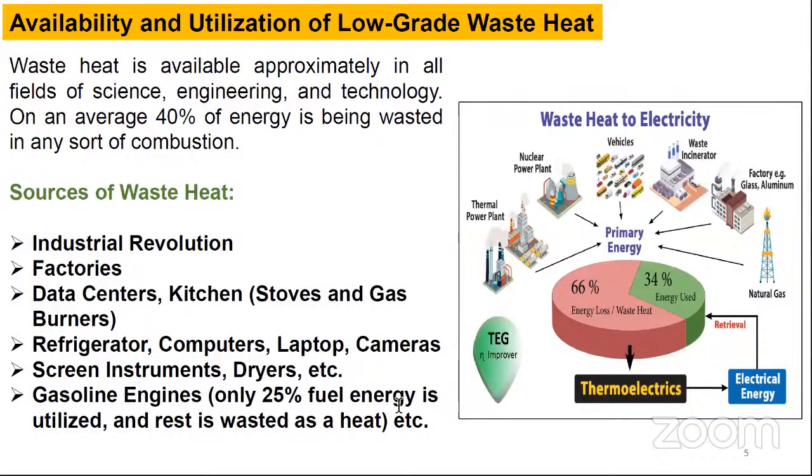There are different energy sources like thermal power plants, nuclear power plants, and natural gas. In this diagram you can see that only 34% of the energy is used and the remaining 66% is lost as waste heat. What are the sources of waste heat? We can get waste heat from industries, factories, data centers, kitchens, stoves and gas burners, dryers, refrigerators and computers. These are all sources from which we can get waste heat.